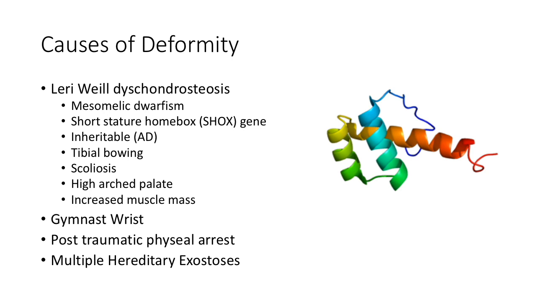Causes of the deformity: Léri-Weill dyschondrosteosis is a mesomelic dwarfism with short stature homeobox gene mutation. It is autosomal dominant inheritance. They also can have tibial bowing, scoliosis, high arched palate, and interestingly increased muscle mass.